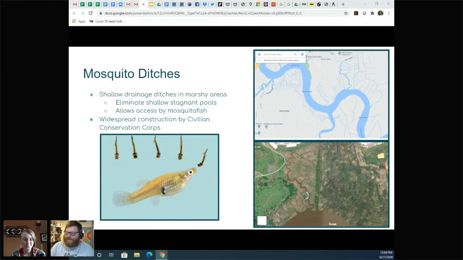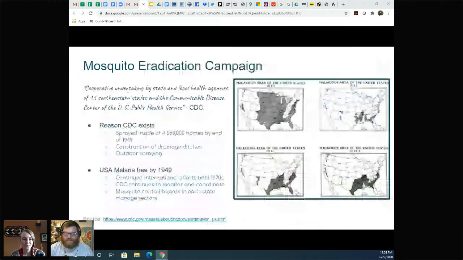And you just shove them into your mosquito ditches, and they will wipe out the mosquitoes in your area. There was a widespread project by the Civilian Conservation Corps in the 30s to build these things around East Coast cities. Now, some people argue this was more of a make-work project than something that was effective, but mosquito ditches in general were very effective. And we know that because they were utilized in the mosquito eradication campaign conducted by the CDC. In fact, this campaign is, to a large extent, why the CDC exists.